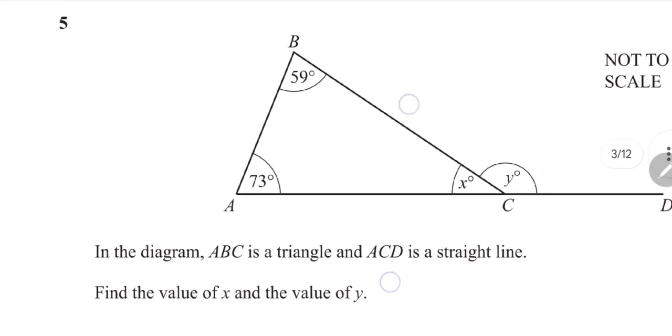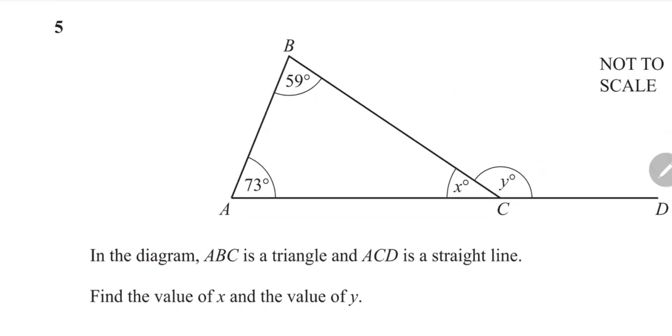In the diagram, ABC is a triangle and ACD is a straight line. Find the value of x and the value of y. We know the sum of interior angles of a triangle is 180 degrees. So two angles are already given. To find the third angle, we let it be x.